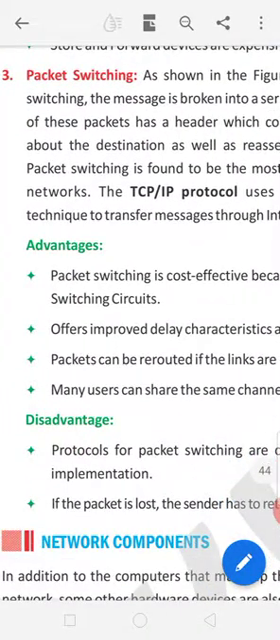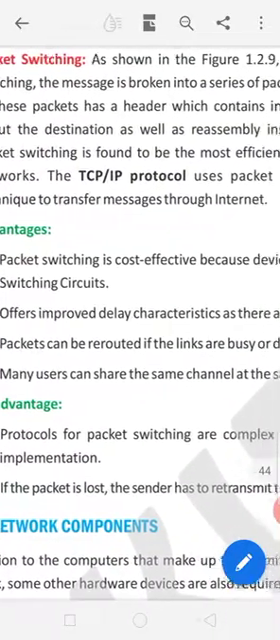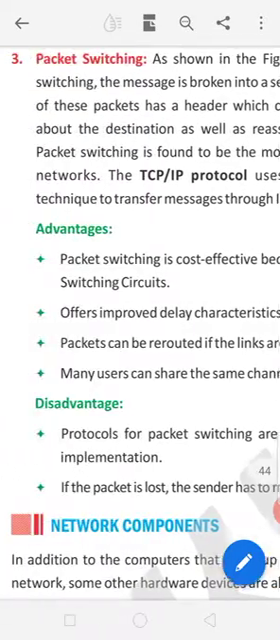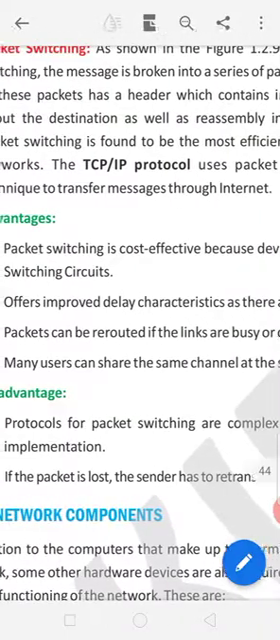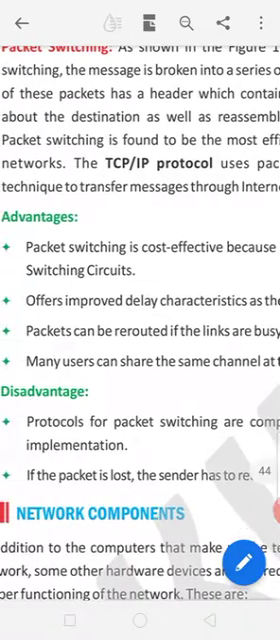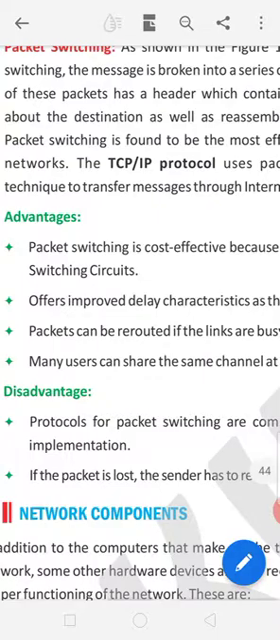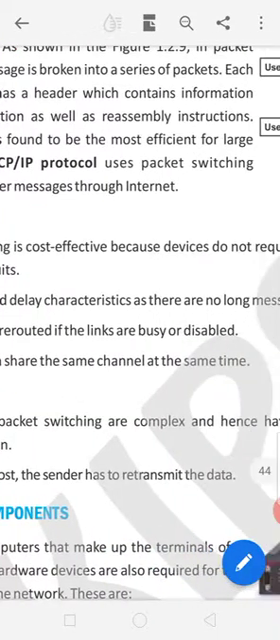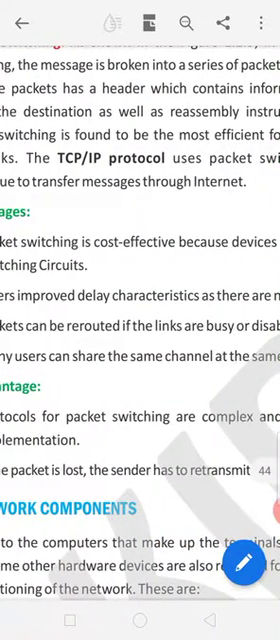Third, packet switching. In packet switching we store large data. In packet switching, the message is broken into a series of packets. Each of these packets has a header which contains information about the destination as well as reassembly instructions. Packet switching is found to be most efficient for large networks. The TCP/IP protocol uses the packet switching technique to transfer messages through the internet.